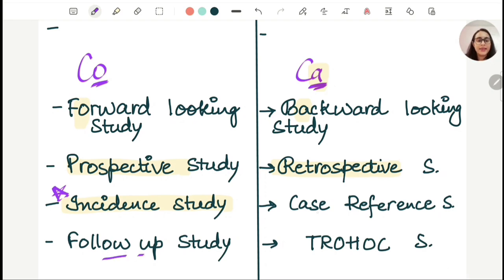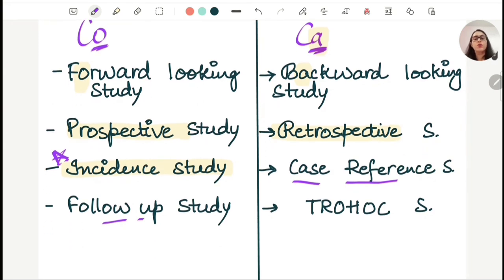While on the other hand, in case control study, we refer to the cases, the disease which has already occurred. So this is a case reference study. Also, if you reverse the cohort, it becomes a trohoc study. So the backward study of the cohort is the case control, and that is why it is also known as trohoc study.